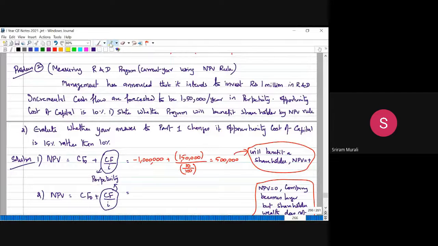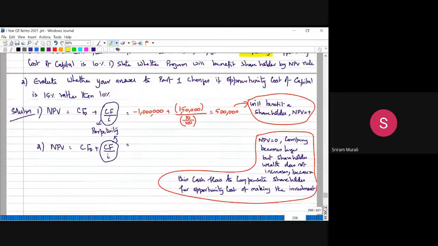Because your return on investment is perpetuity. Your return on investment is in perpetuity, it's infinite. That is why it has become A by I. Have you understood? No response.